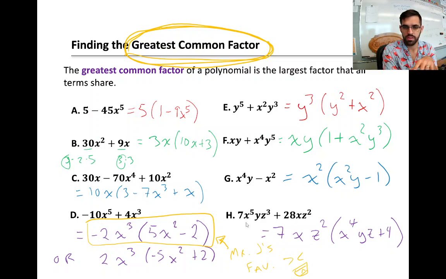And then example H, we can pull a 7 out from 7 and 28. We can pull 1x out, and we can pull 2 z's out. So there's our factored form there. Take a moment, make sure these make sense to you. Again, this should be a 3, not a 2, and this 3 should be a 4.